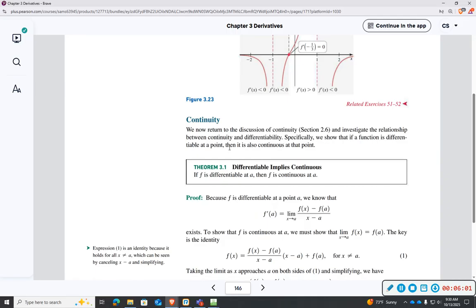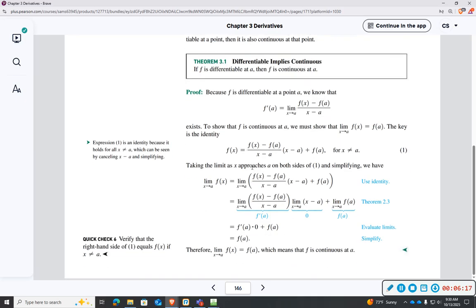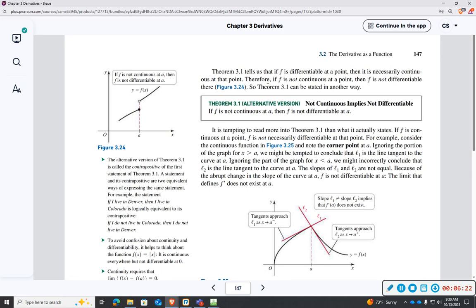Now we talk about continuity and the relationship, some of the stuff that we've seen before. It says if it's differentiable, it implies that it's continuous. So if you know that a function is differentiable at a, that means it's also continuous. And then we kind of go through the definition, just kind of reiterating some of those points and things we've talked about. Then it also tells you in the alternate version, if it's not continuous, that means it's not differentiable. So it says if f is not continuous at a, then it's not differentiable.